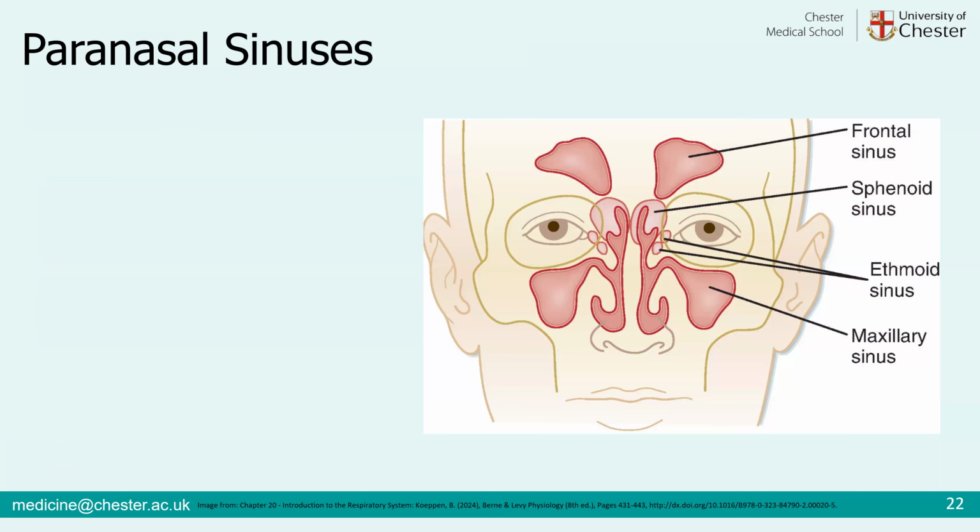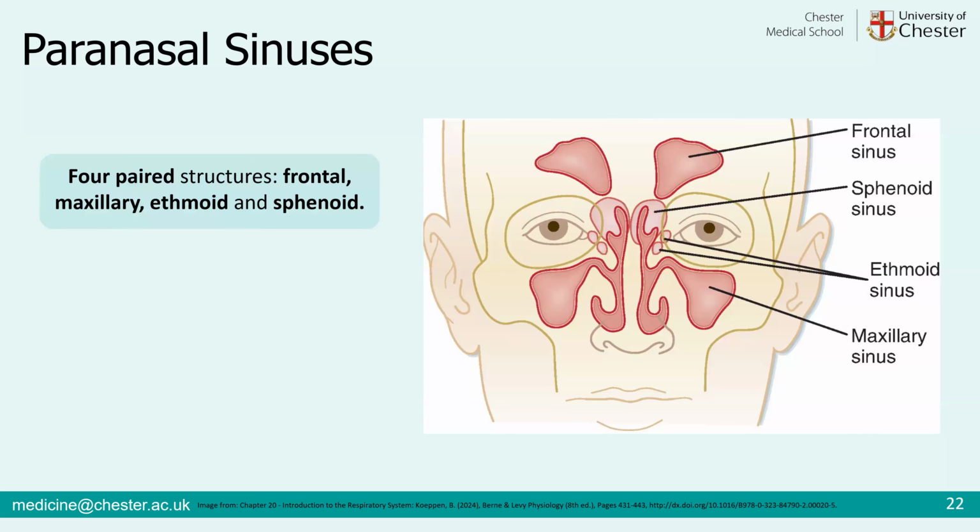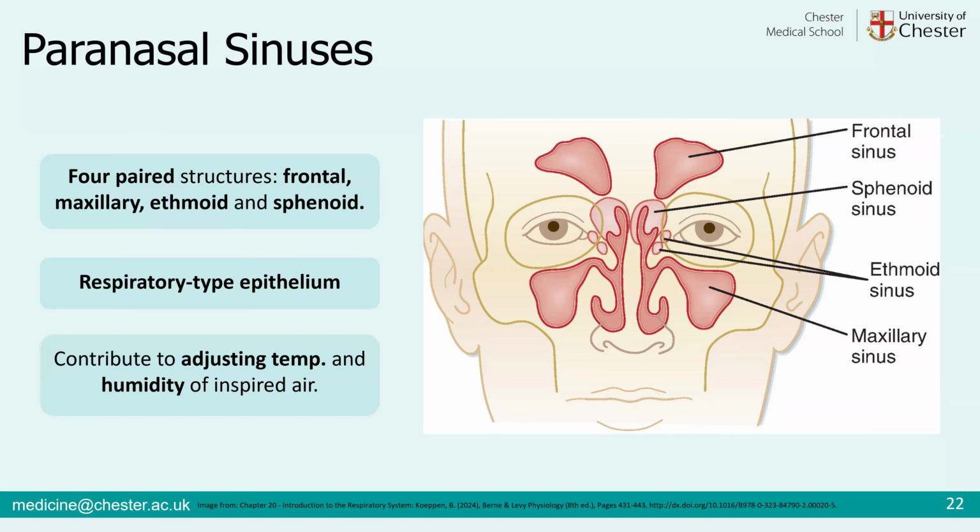We have our paranasal sinuses. I know, again, you covered this in your anatomy. So we have those four paired structures, the frontal, maxillary, ethmoid and sphenoid, which have orifices emptying into the nasal cavity. And these are also lined by the respiratory type epithelium, so they also contribute to that warming and humidifying of the inspired air.